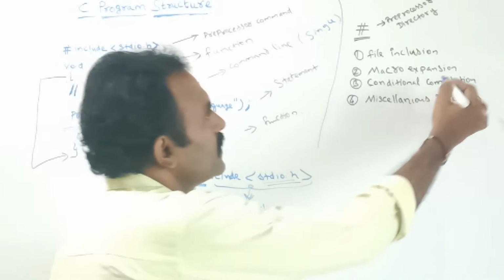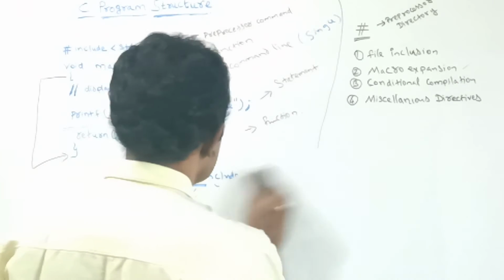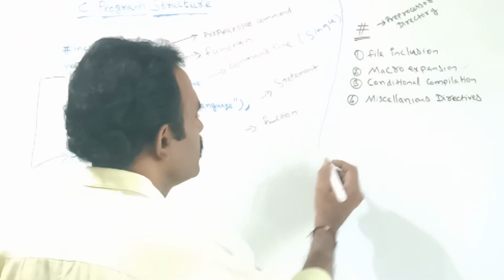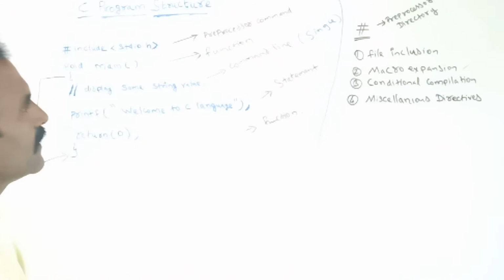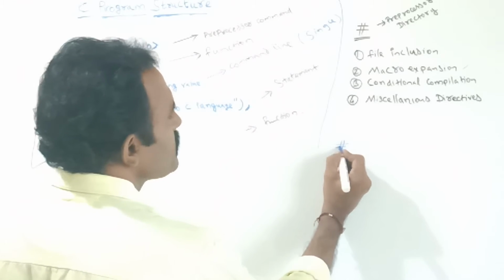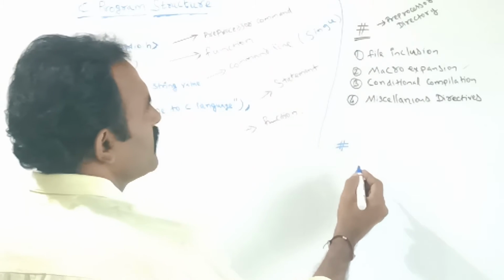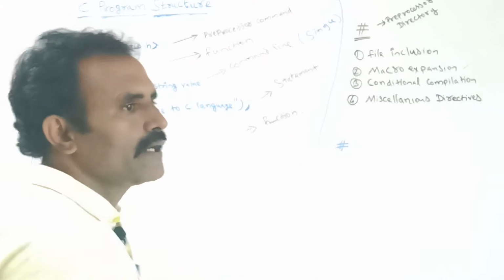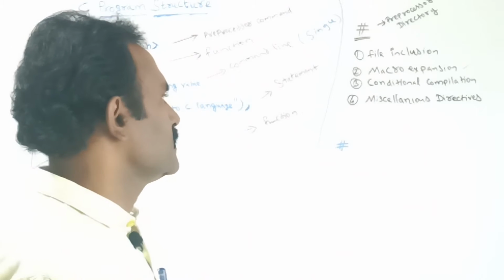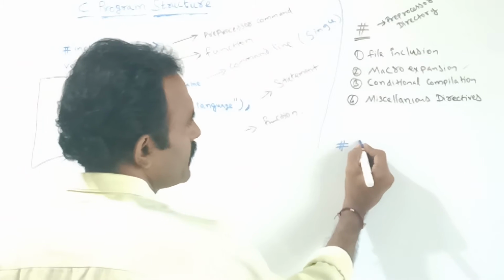And the next one, the macro expansion. Macro expansion can be defined like this. First one, here also we should use the hash symbol. After the hash symbol, we can define a macro template and macro expansion. See, macro template, for example I am saying it as inches.